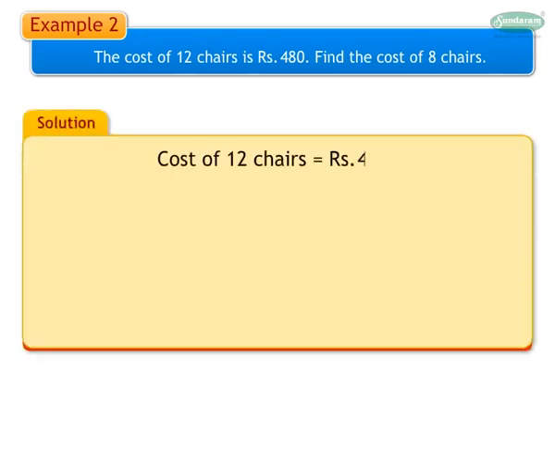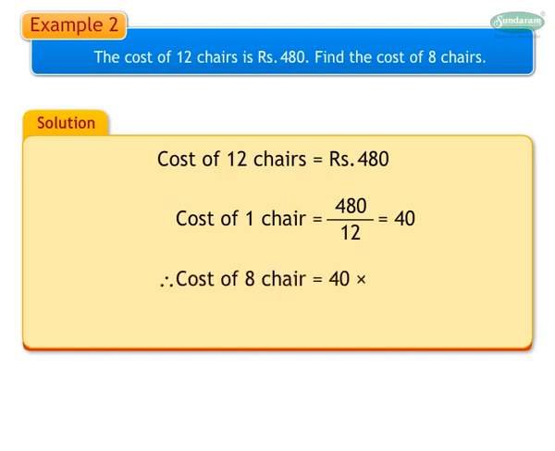Solution. Cost of 12 chairs is equal to rupees 480. We divide the cost of 12 chairs by 12 to get the cost of 1 chair. Cost of 1 chair is equal to 480 upon 12, is equal to rupees 40. Multiply 8 by the cost of 1 chair. Therefore, cost of 8 chairs is equal to 40 into 8, is equal to rupees 320.